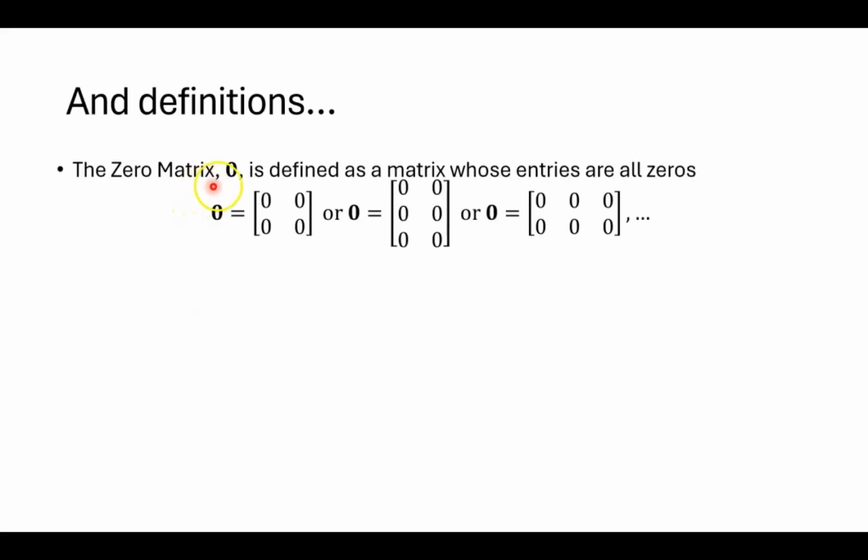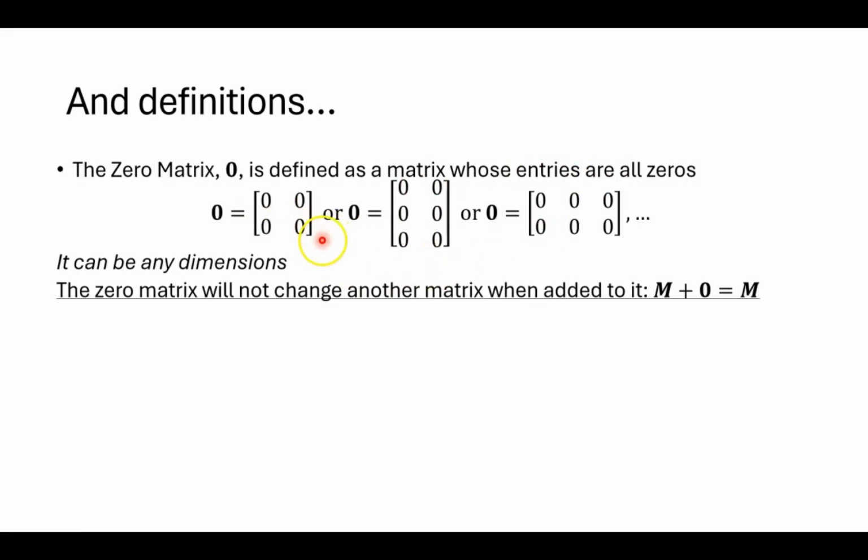So the first thing is the zero matrix, written as this big bold 0, and it's defined as a matrix whose elements are all zeros. So you just take arbitrary dimensions of a matrix and put all zeros into it. And why is it called a zero matrix? Because it will not change another matrix when added to it. This works similarly to our normal number 0, as when you add 0 to any number, you will not change the number itself. This may seem boring, but it's actually needed because you need the equivalent of a 0 element in matrices as well.